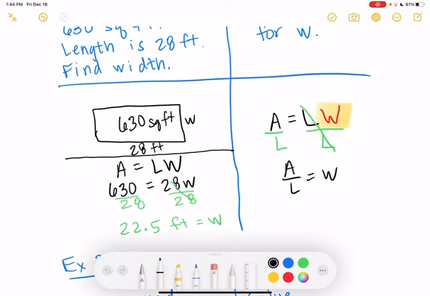So just like on the left, we had our area equals length times width. We ended up dividing both sides by the length. Well, that's going to be the case every single time, is what they're saying over here on the right with the A over L equals W.